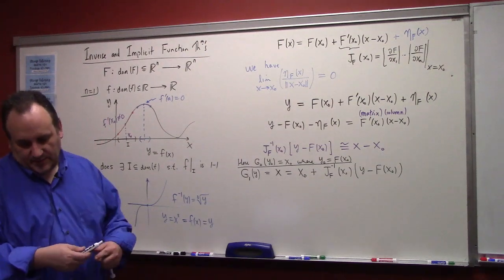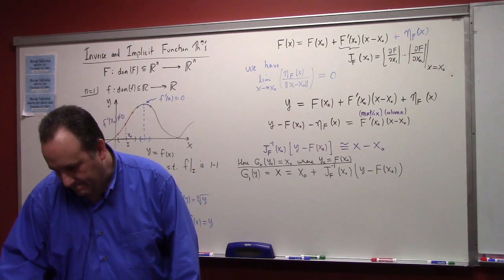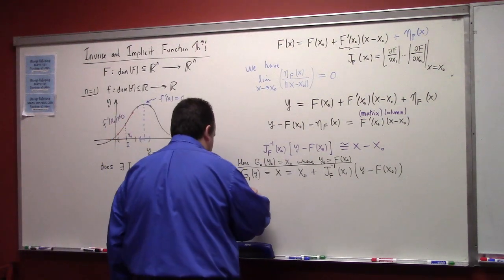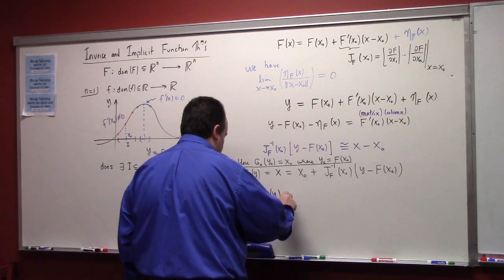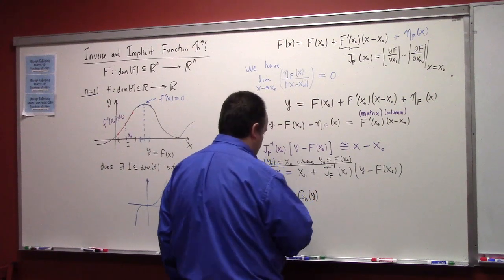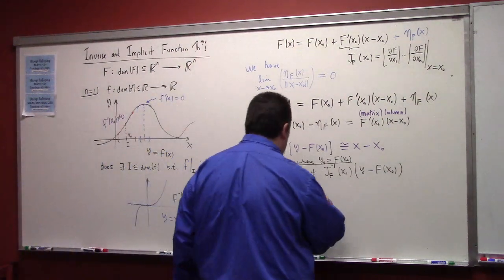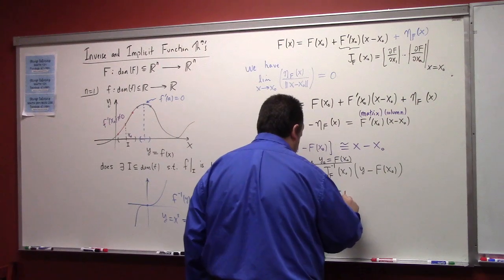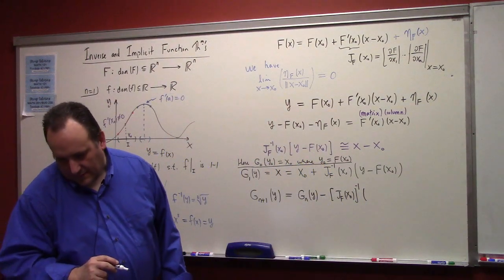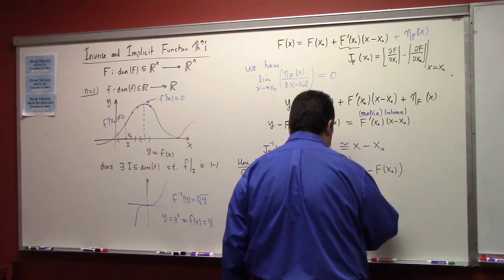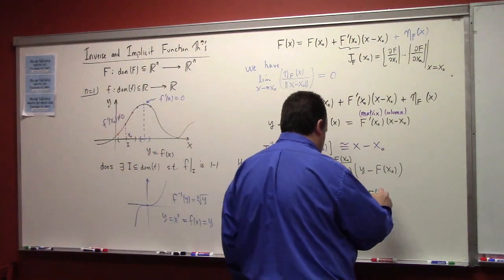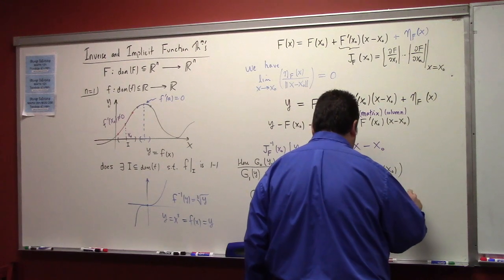But what you could do is define g n plus 1 of y to be equal to g n of y minus the inverse of the Jacobian of f at x naught, times f of g n of y minus y.